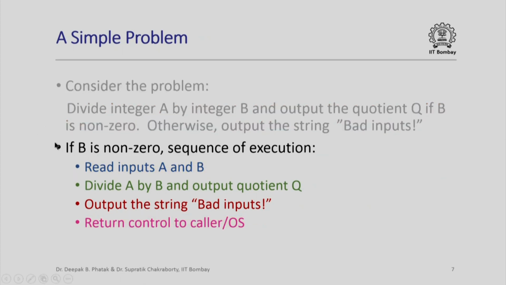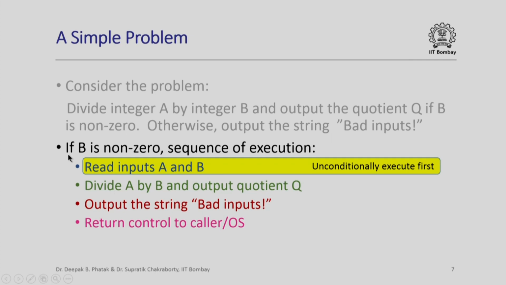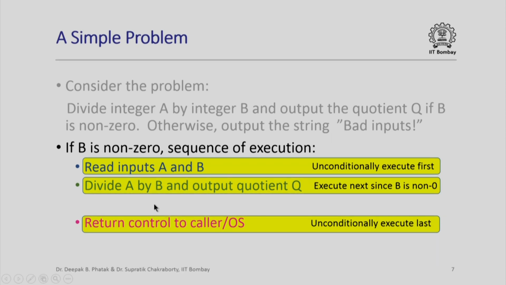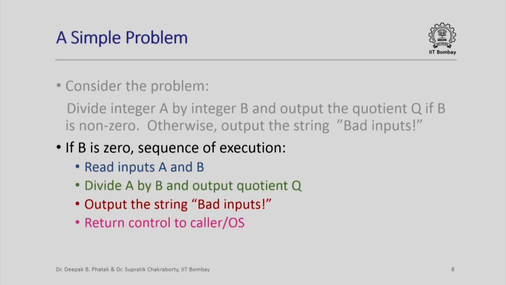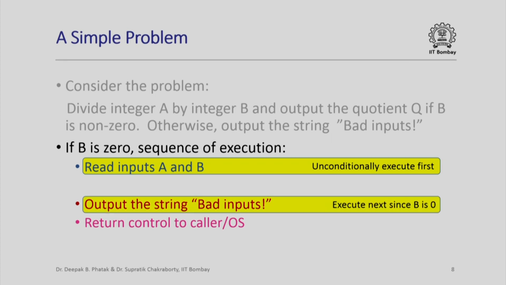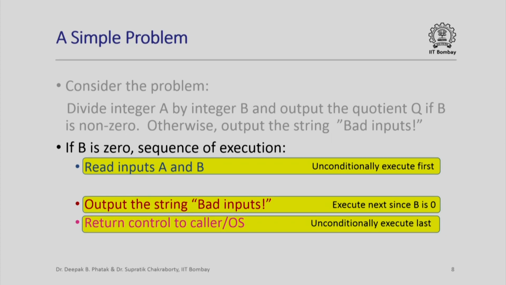Now if b is non-zero, then the sequence of execution that we should have is the following: read inputs a and b, which of course is unconditionally executed first. Now since b is non-zero, we should then execute this instruction, divide a by b and output the quotient q, and we should not be executing the other instruction, and finally we should be returning control to the operating system. On the other hand, if b is 0, then the sequence of execution should look as follows. We should unconditionally execute the first instruction and read inputs a and b, not divide a by b and output the quotient q, but instead output the string bad inputs and then return control back to the operating system.